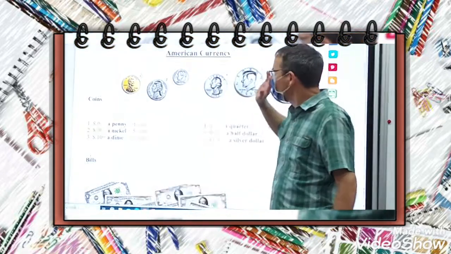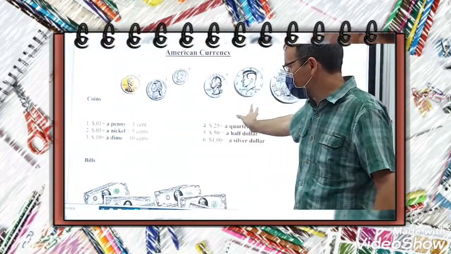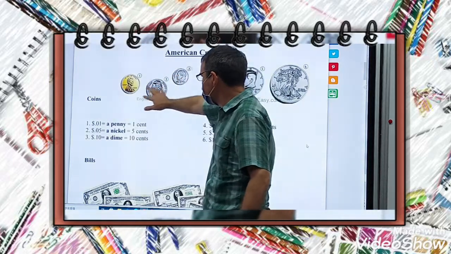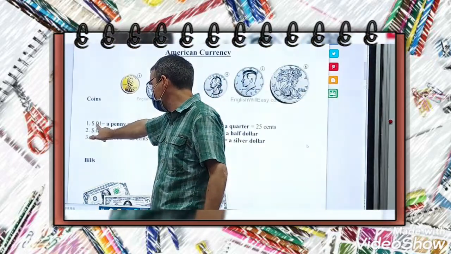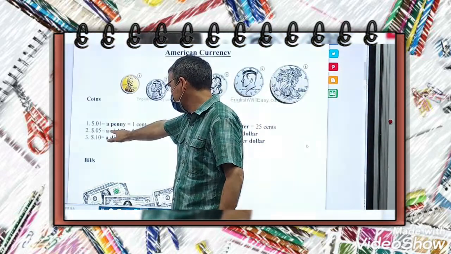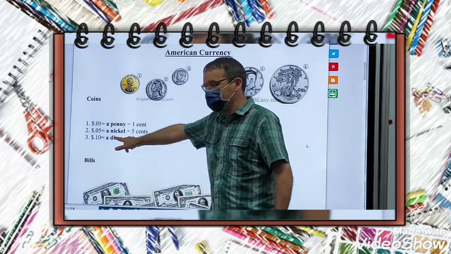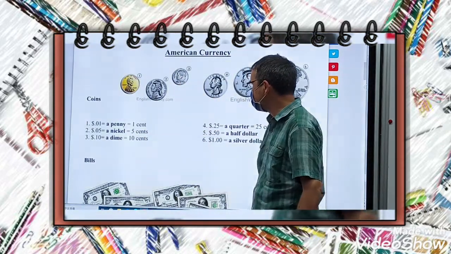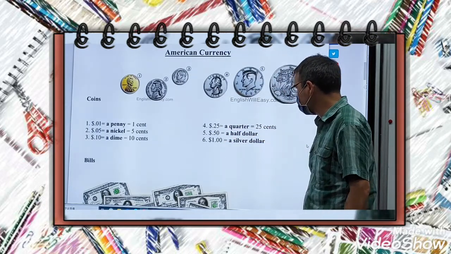Okay, so now we're going to come to the worksheet, and you're going to do this worksheet later. So we're going to go over the coins. This is some of the things we just went over, but let's read them over again. So we have 1 cent, a penny equals 1 cent. A nickel equals 5 cents. A dime equals 10 cents. A quarter equals 25 cents.